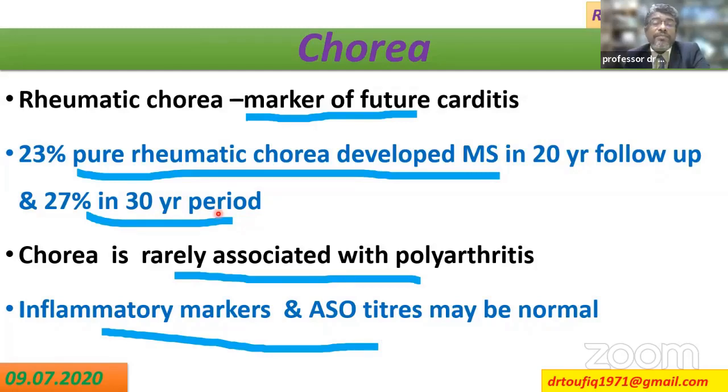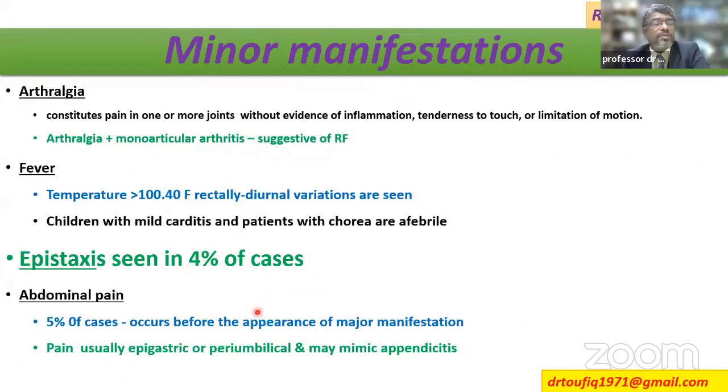If a patient has Sydenham chorea, there is an increased chance of mitral valve involvement, especially mitral stenosis, which may develop later on. Chorea is rarely associated with polyarthritis. Inflammatory markers like ASO titer or CRP may be negative, and the ASO titer may be normal in case of Sydenham chorea.